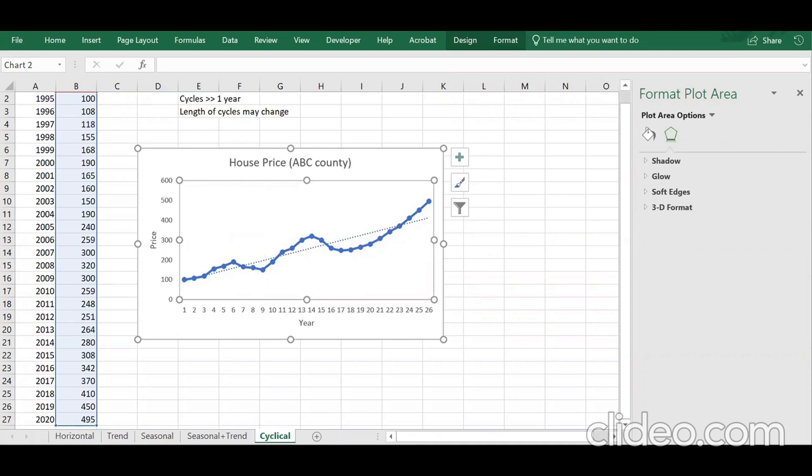Cyclical patterns are much more complicated than the other time series patterns. When we're dealing with cyclical patterns, fundamental analysis and causal forecasting usually work better.